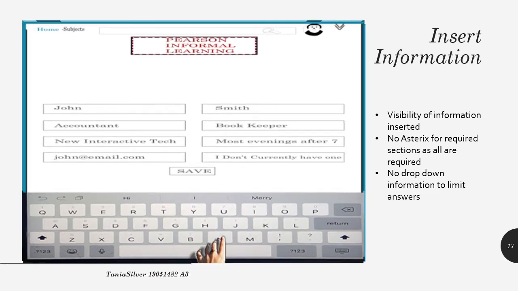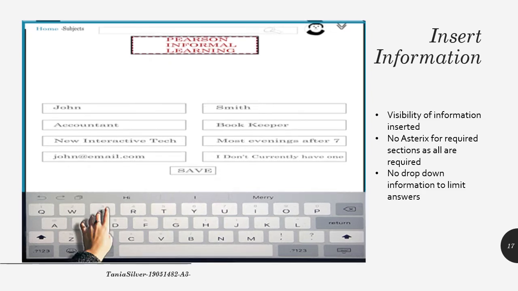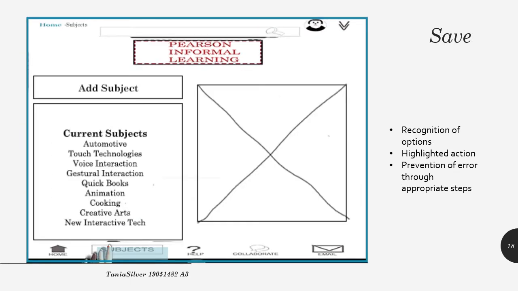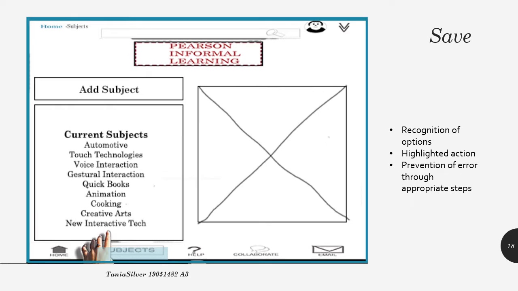Touching the buttons, the user types information into each relevant section. This is appropriate for the over 55 user and their digital knowledge. After information is inserted, the user presses the Save button and is automatically directed back to the subjects page. Through this process, the user has visual status confirmation.